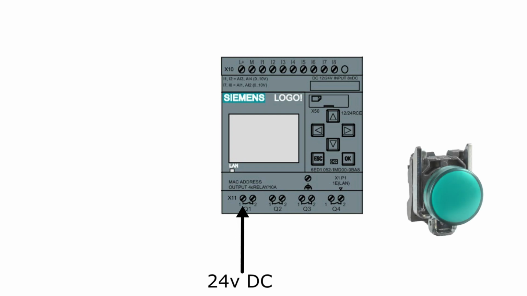Now the last thing I am going to do is to connect the lamp to the PLC. I will connect it to the right side of output terminal 1. And on the other side I will connect 0 voltage DC.